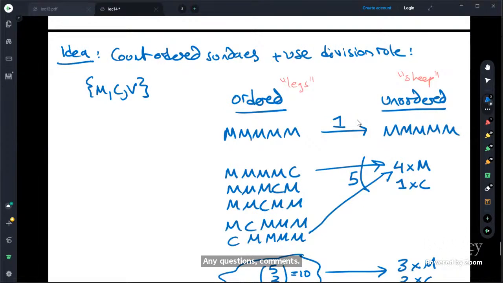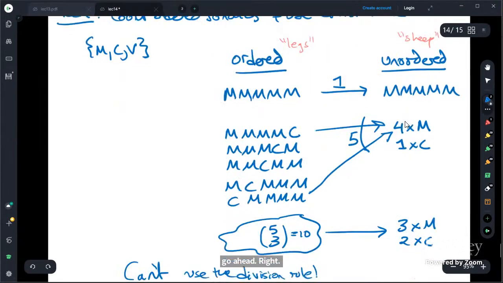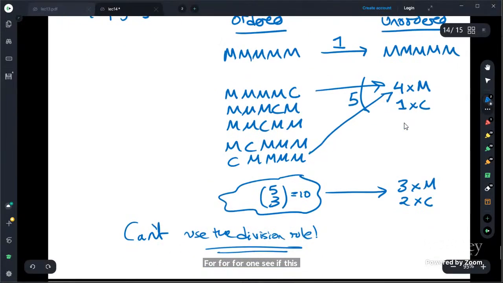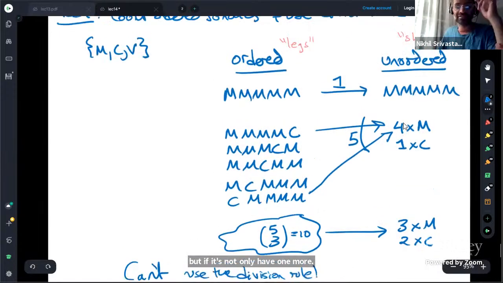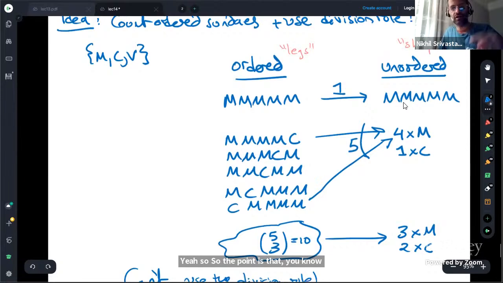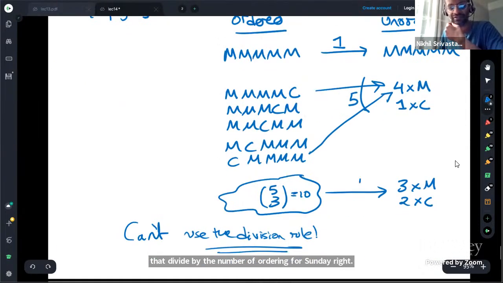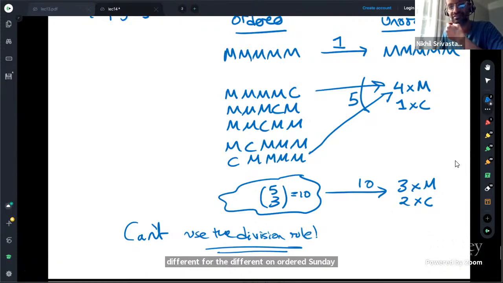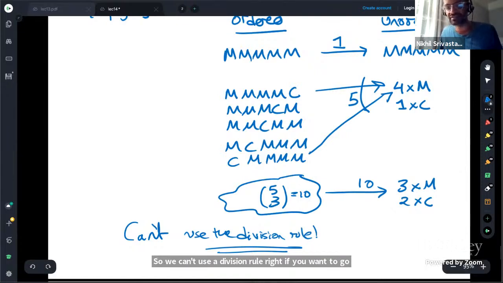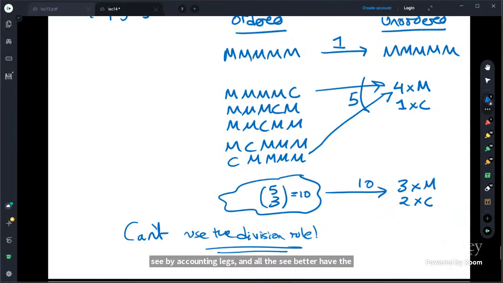Go ahead. So for 4M and 1C, if it's ordered, there are 5 ways, but if it's not, only 1 way. Yeah, so the point is that we're trying to count sheep here, right? We're trying to count unordered sundaes. And we were hoping that we could somehow turn it into a problem of counting ordered sundaes, then divide by the number of orderings per sundae, right? The problem was that these orderings turned out to be different for the different unordered sundaes. So we can't use the division rule, right? If you want to count sheep by counting legs, then all the sheep better have the same number of legs each, right? Does that make sense?